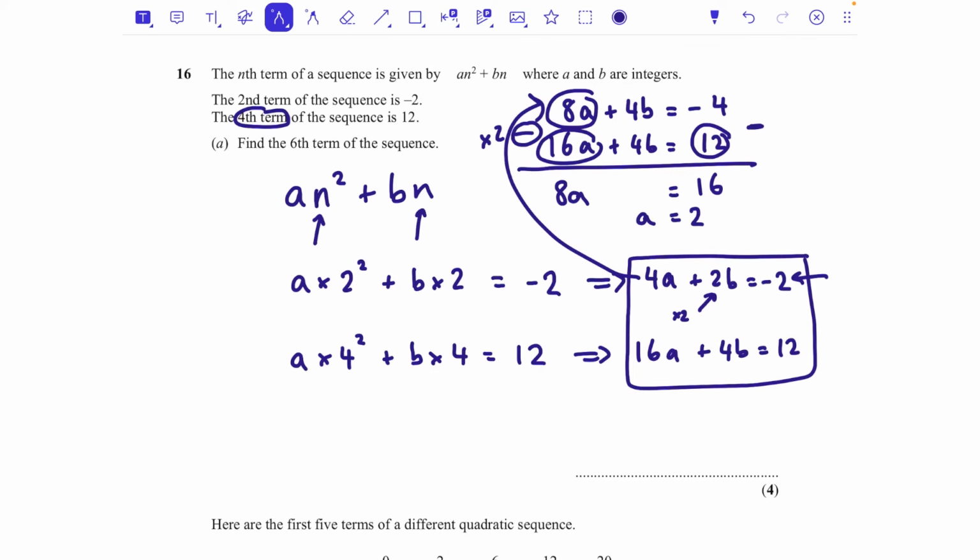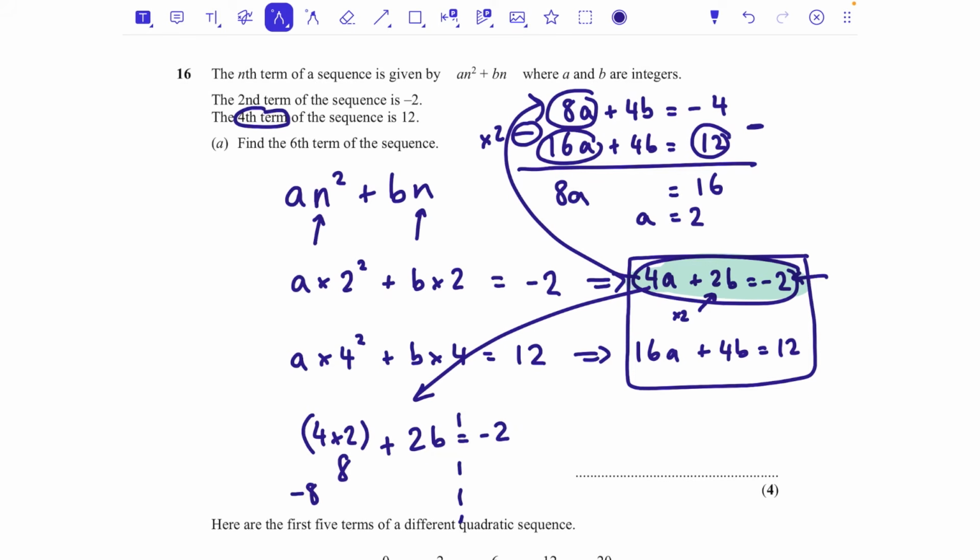And once you know what a is, you can put that back into any of the formulae. I'm probably just going to use this one just here. So now that I know that a is 2, I'm going to say 4 times 2, which is 8, add 2b equals minus 2. Take 8 away from both sides, and 2b equals minus 10, so b is minus 5.